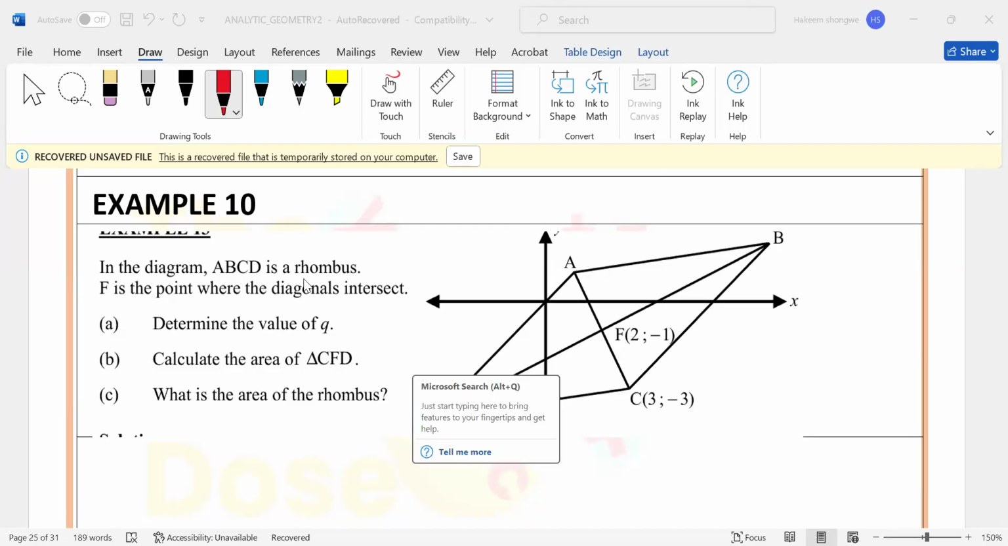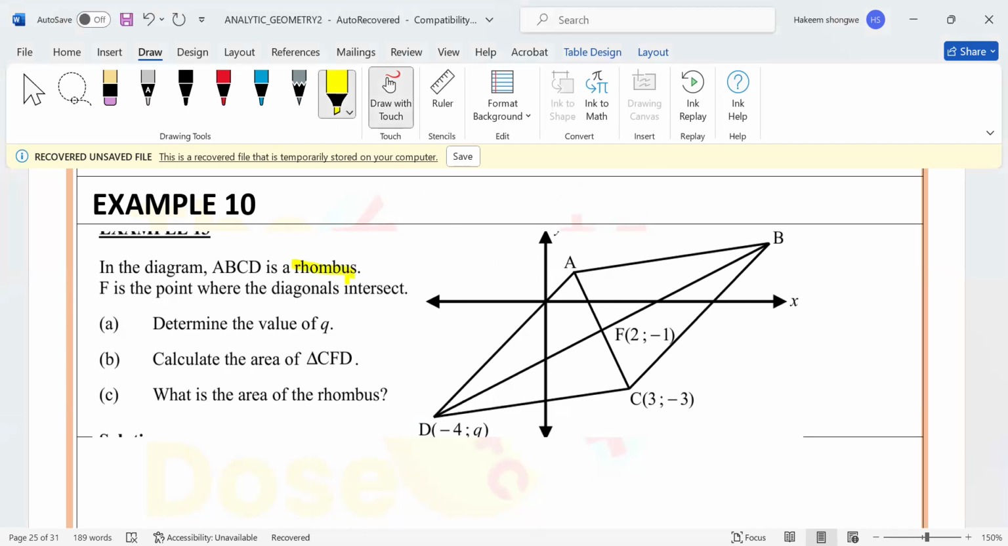So they say in the diagram below you have ABC, which is a rhombus, keyword rhombus. Then you need to know all the properties of a rhombus. Now, what are the properties of a rhombus? All the properties of a parallelogram. And what makes a rhombus so special is this one. The diagonals bisect each other at perpendicular.